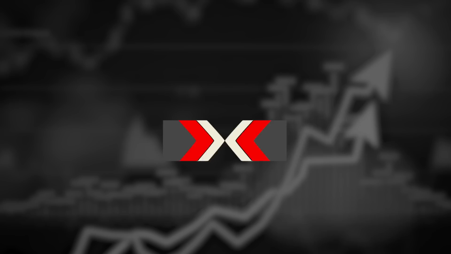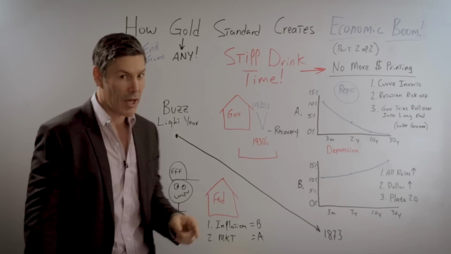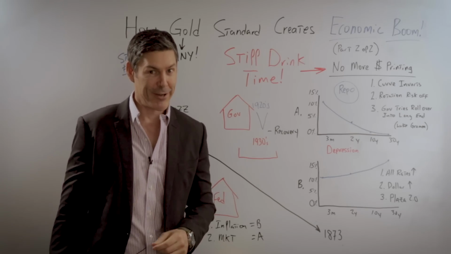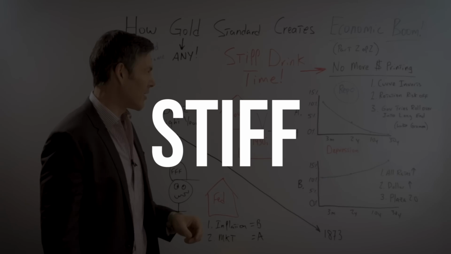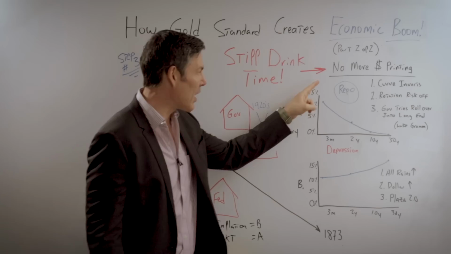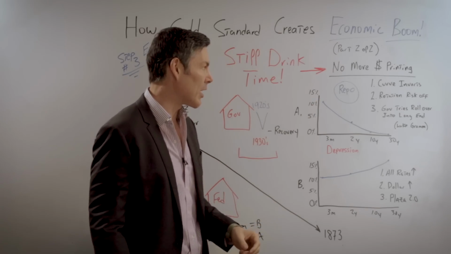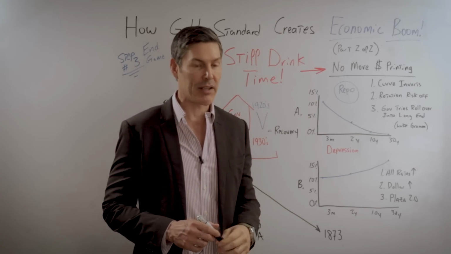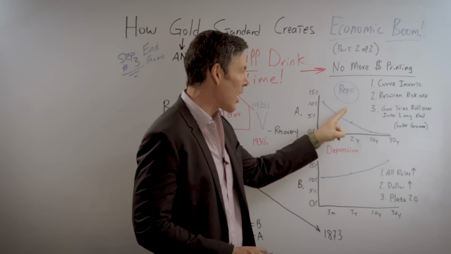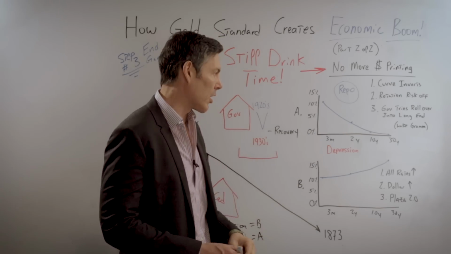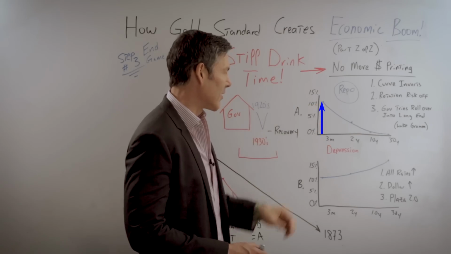Step number 3, the end game. And you know exactly what time it is. It is properly stiff drink time. If the Fed can't print any more money, we don't really have to speculate what will happen at the short end of the curve. We know that from observing the repo market. Short rates spike to 10%.